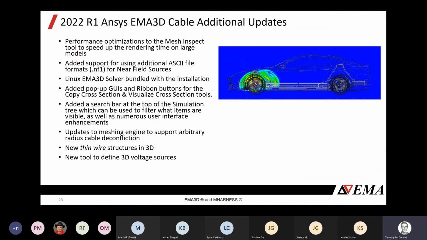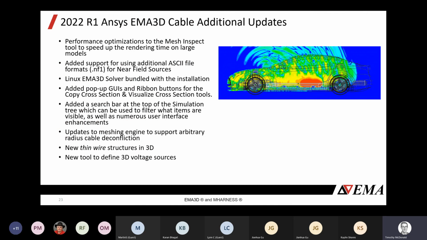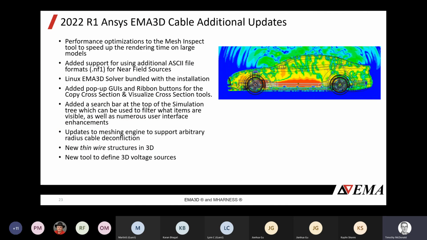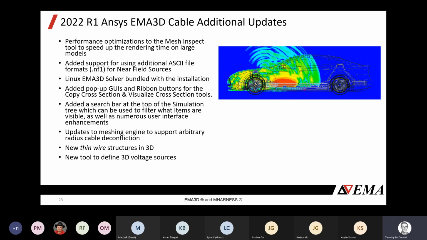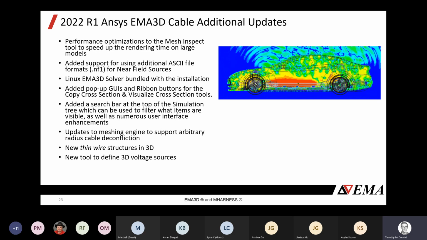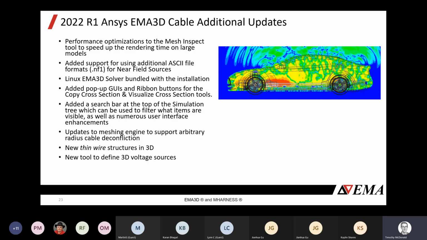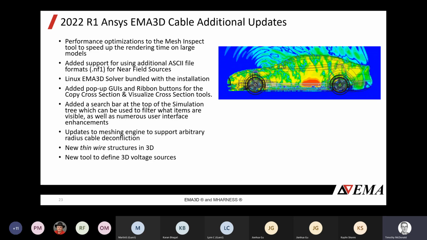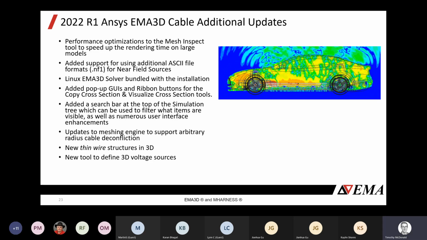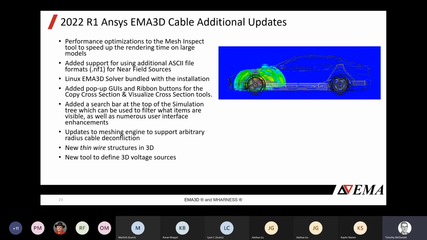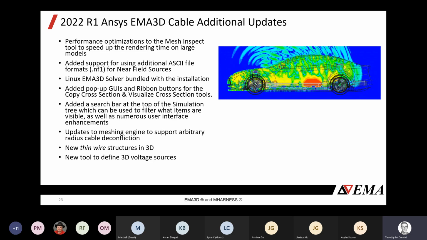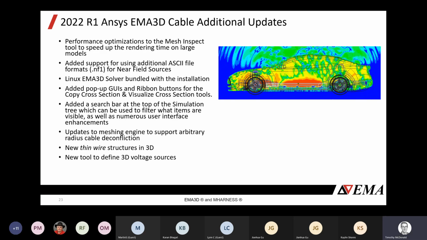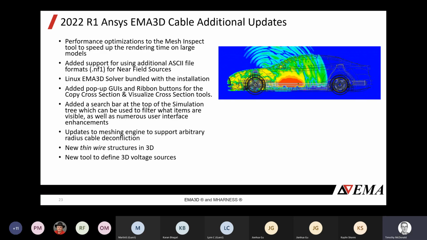Okay, let's talk about some additional updates that are not one of our 3 featured updates, but may be important for many users. We've got performance optimizations to the Mesh Inspect tool. So this allows us to mesh entire electronics enclosures. For example, entire cell phones, entire computer enclosures. We can visualize these complex meshes with the Inspect Mesh tool, and now what used to take minutes, many minutes to visualize, now we can see in just a couple seconds.